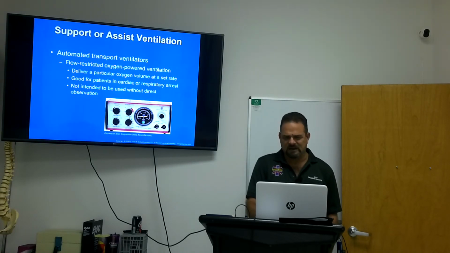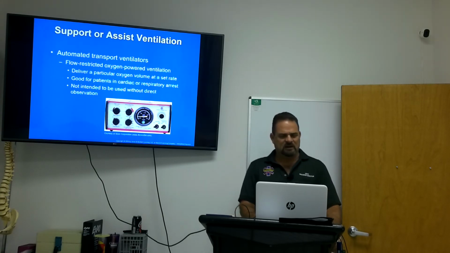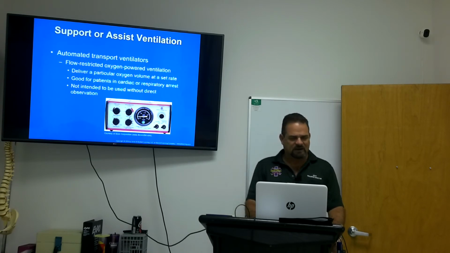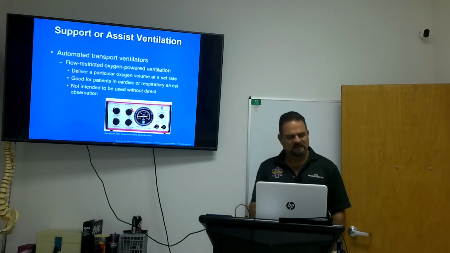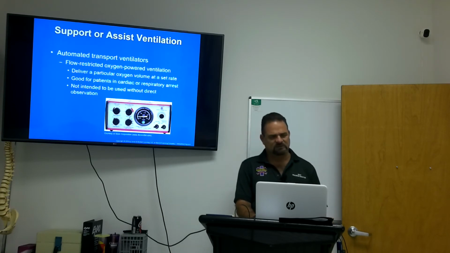Ventilators, love them. Automatic transport ventilators are usually flow-restricted, oxygen-powered ventilation with built-in timers. They're set to deliver a particular volume of oxygen at a set rate. They're a good substitute for mask ventilation for patients in cardiac or respiratory arrest. They can have basic or advanced features. They're not intended to be used without direct observation. Some are permanently set to deliver only 40 liters per minute of oxygen flow. That's very low for spontaneous breathing, but optimal flow for a patient in cardiac arrest.